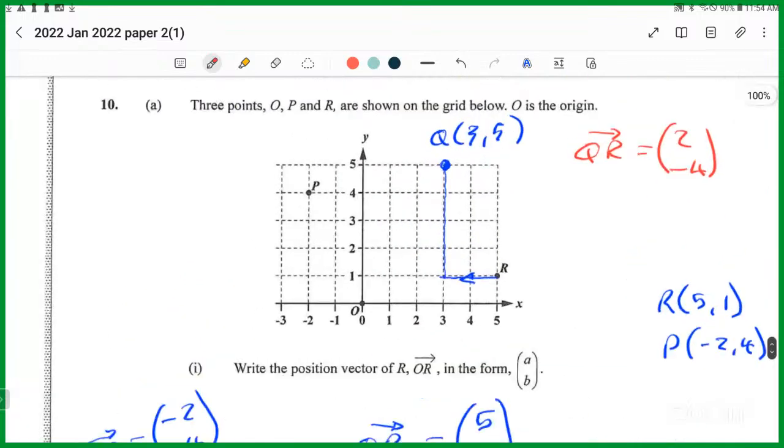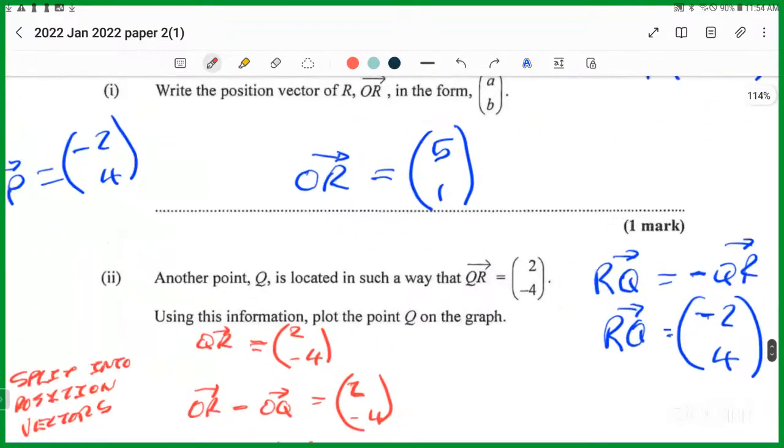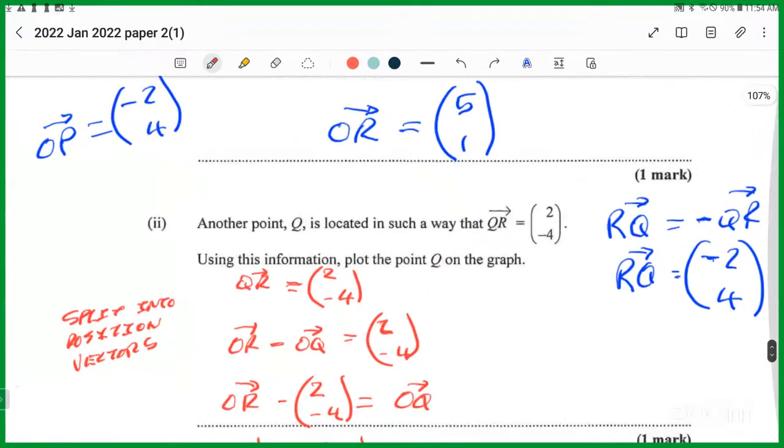But you see in this example, it's easier to just use the translation type movement between the points, because you know where R is. They're telling you to go from Q to R: 2 to the right and 4 down.